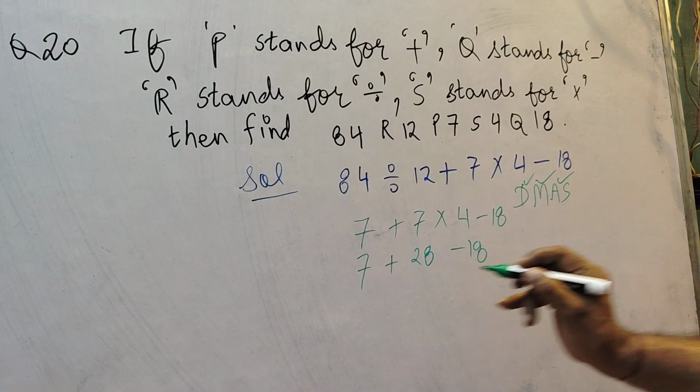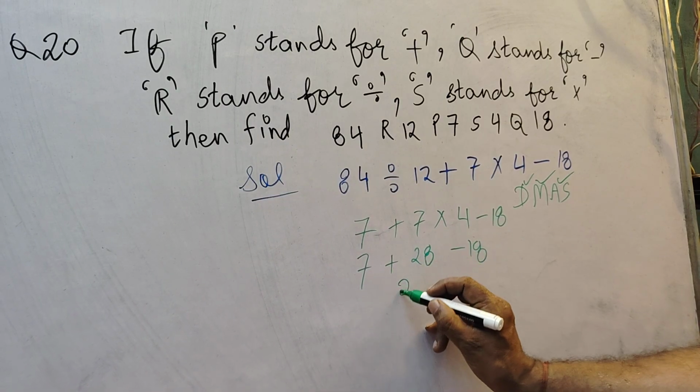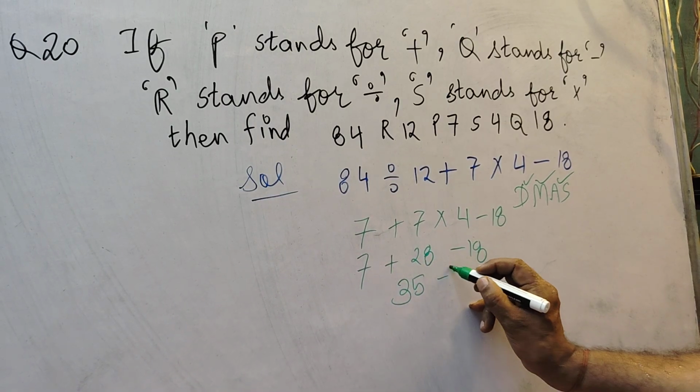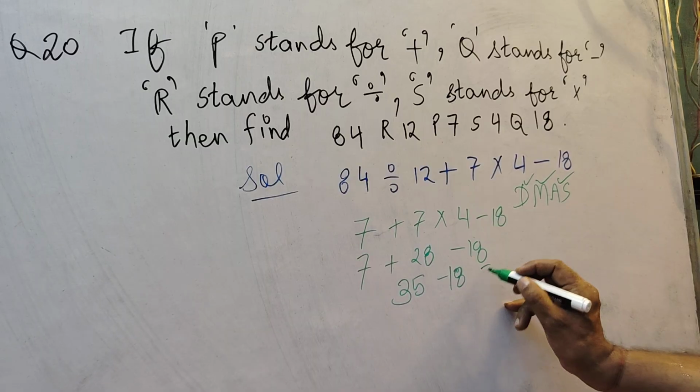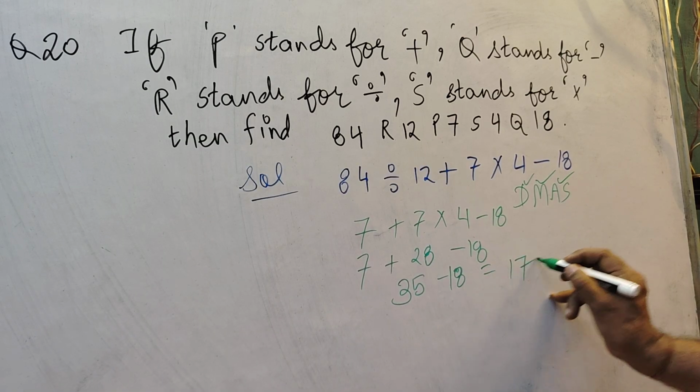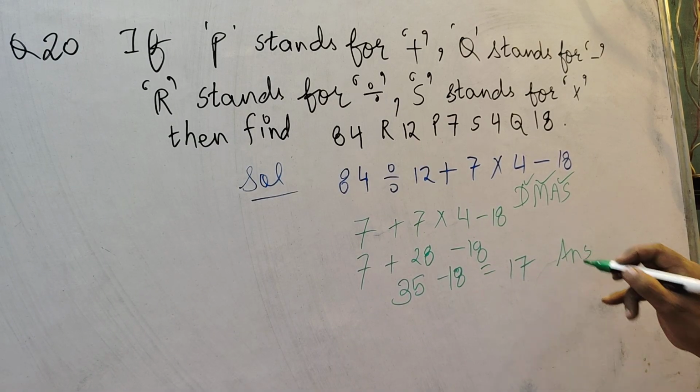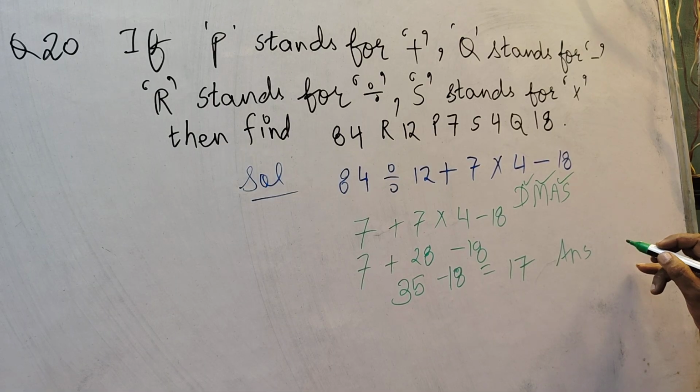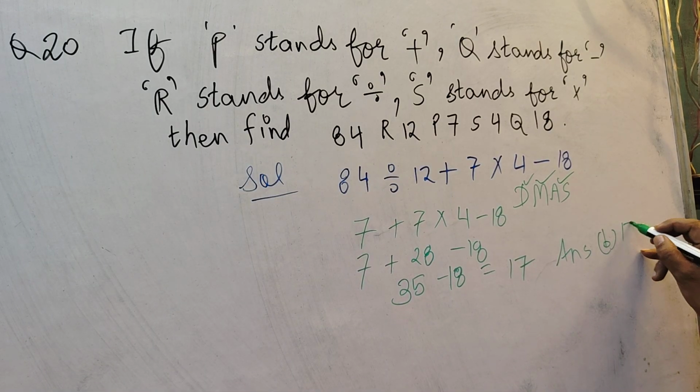After multiply, next is addition. So 7 and 28 we add them, it becomes 35. 35 minus 18 is 17. 17 is the correct answer, and it is given in option B. Is it clear?